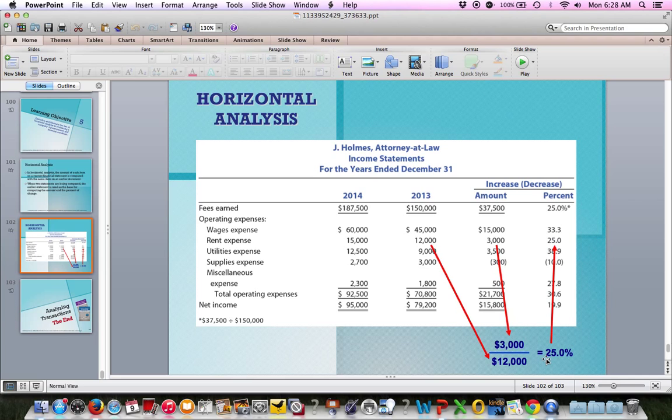So just think of it as current year. This column right here is current year minus prior year. And then the change divided by the prior year is your percent. Okay, so the change of 3,000 divided by the prior year number of 12,000 is your percent change. So that's a very simple horizontal analysis that you can do.